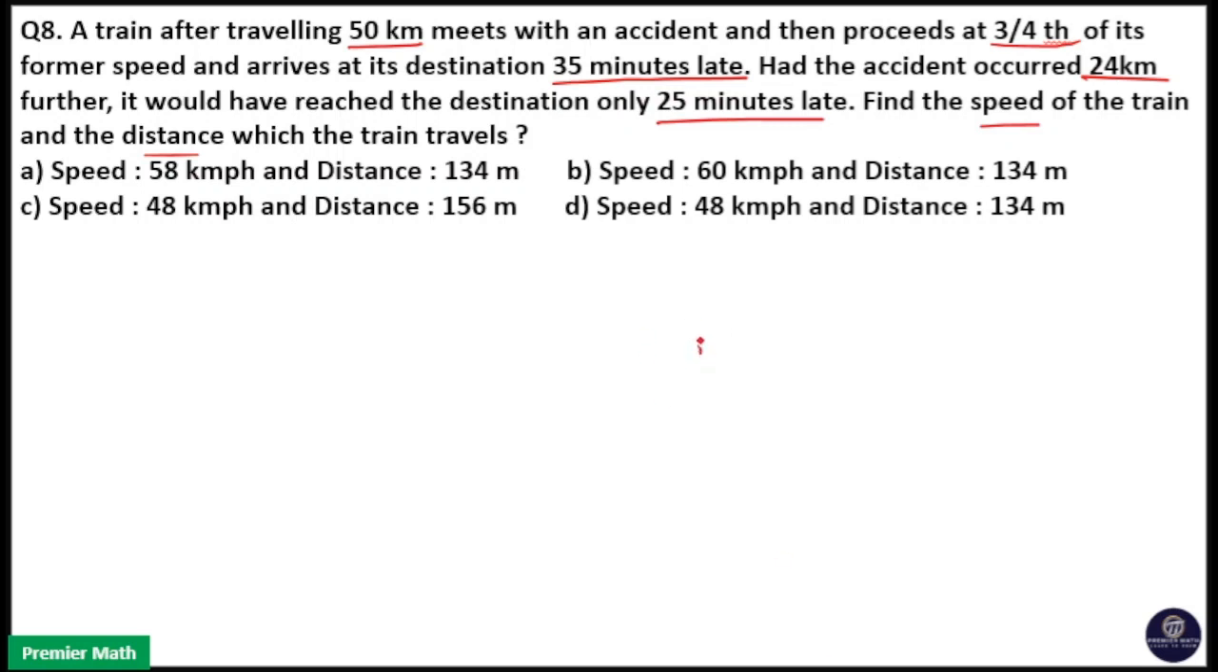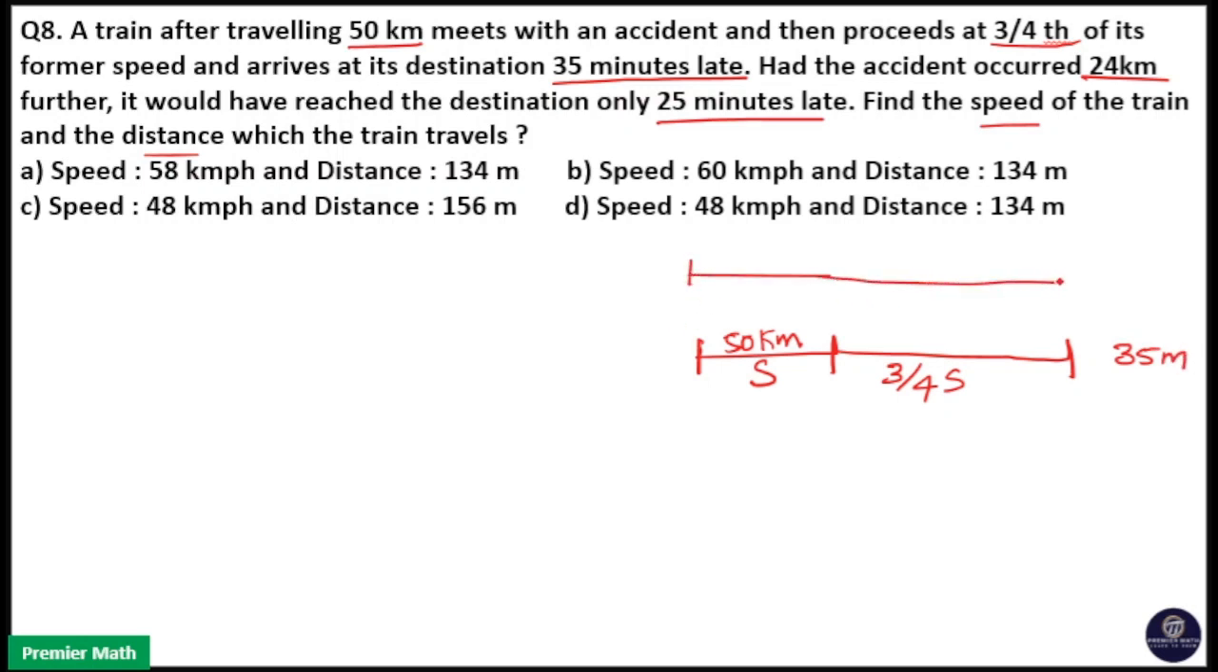Here, a train after travelling 50 km meets with an accident and then proceeds at 3/4 of its usual speed. If I take the former speed as S, then for the remaining distance this train travelled at 3/4 S. Because of this, the train is 35 minutes late. That means in the previous case, without the accident, this train reached on time.